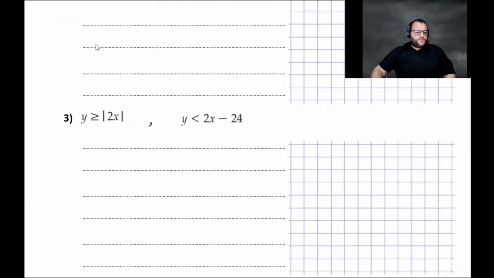Number 3. At first, we need to convert the inequality to an equation. So the first one would be just to arrange this part: y equals the absolute value of 2x.